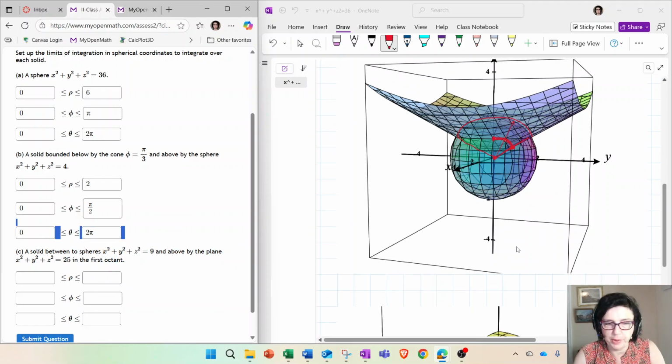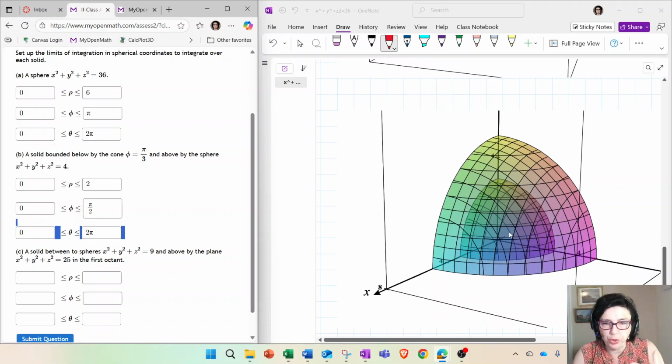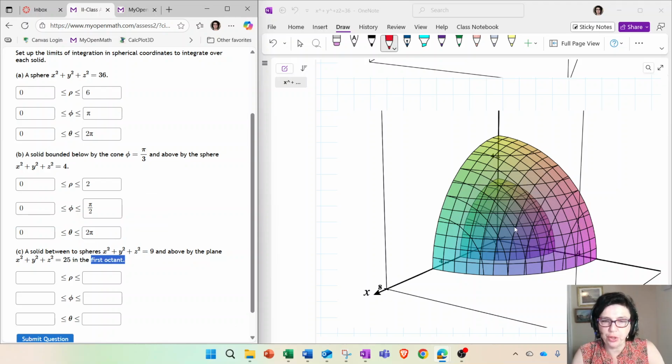Okay, finally, how do we set up the limits over a region between two spheres? So you've got two spheres. The inside one has radius 3 and the outside one has radius 5. But it says first octant. First octant means it's not the whole thing, but really 1/8 of it, because first octant means that x, y, and z are all positive.